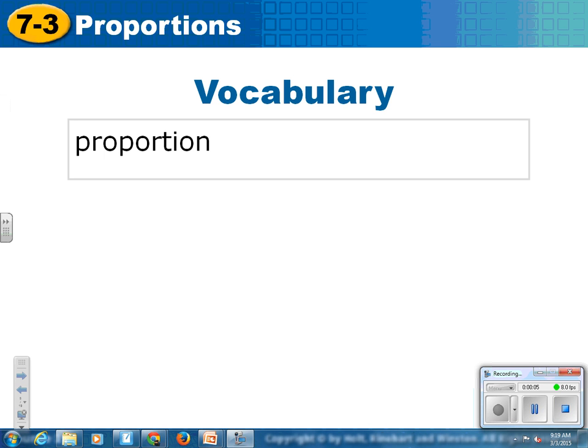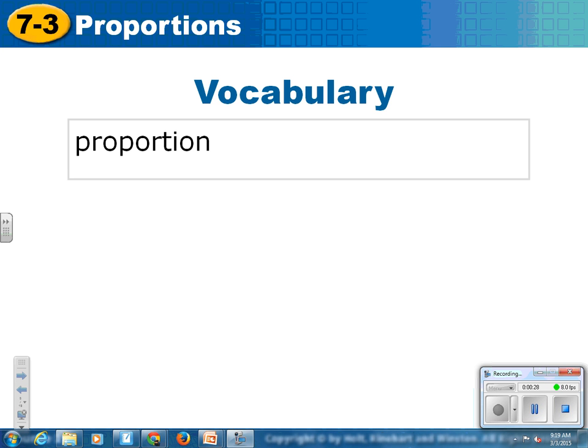Proportions. Ever heard of the word proportion? Anyone know what a proportion is? A proportion is two equivalent ratios.